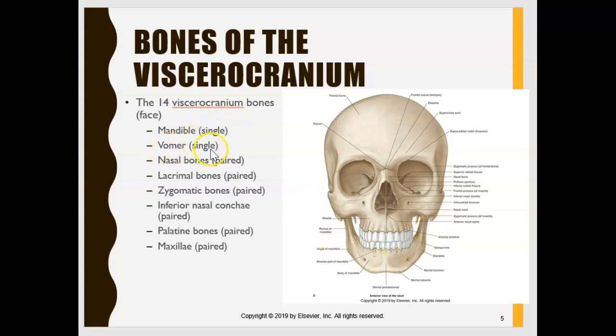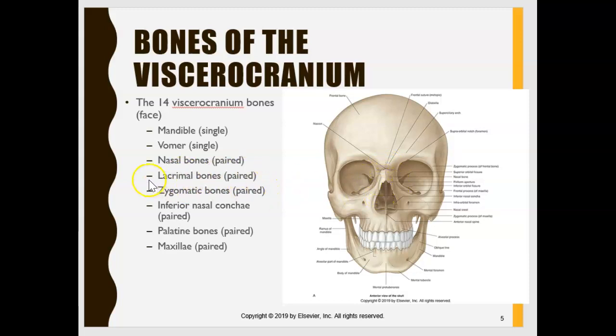There's one vomer bone, which is hard to see over here. This over here is the vomer bone. It's like a nasal septum. The nasal bone is over here. So we have one nasal bone here, another nasal bone over here. So it is paired. There's two nasal bones. One, two.